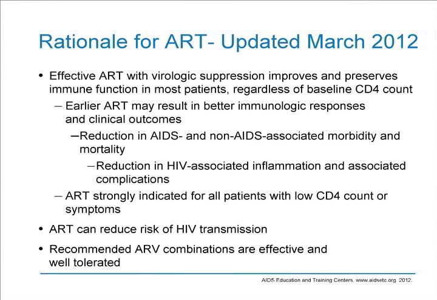Important to the discussion of comorbidities is that a reduction in AIDS and non-AIDS associated morbidity and mortality is expected with earlier therapy. An explanation for that might be a reduction in HIV-associated inflammation and associated complications, though that's not absolutely proven. But the panel did strongly feel that therapy was indicated for patients with low CD4 counts and symptoms, and at least moderately indicated for all patients. Since therapy is becoming more effective and well tolerated, reasons to avoid therapy have been diminishing.